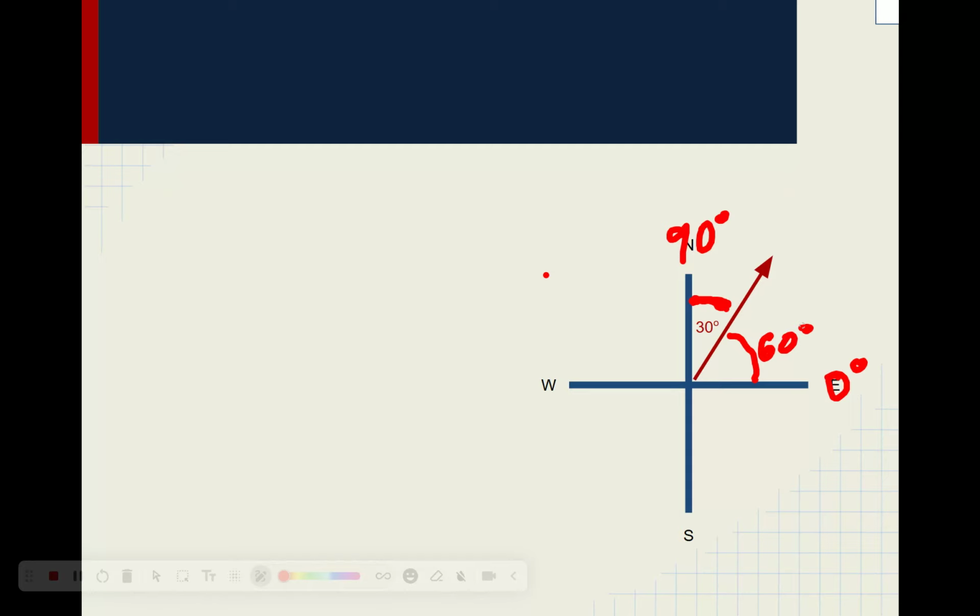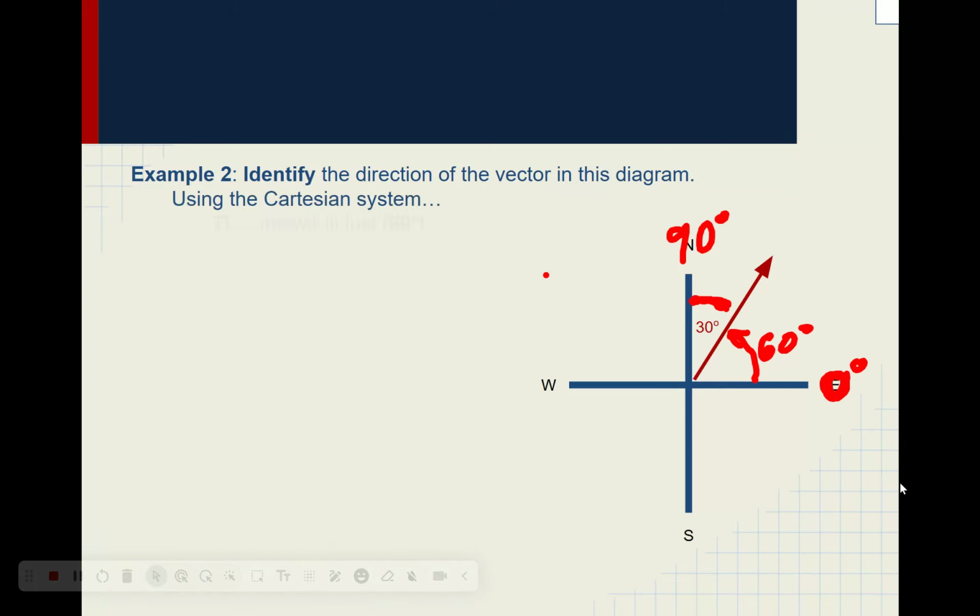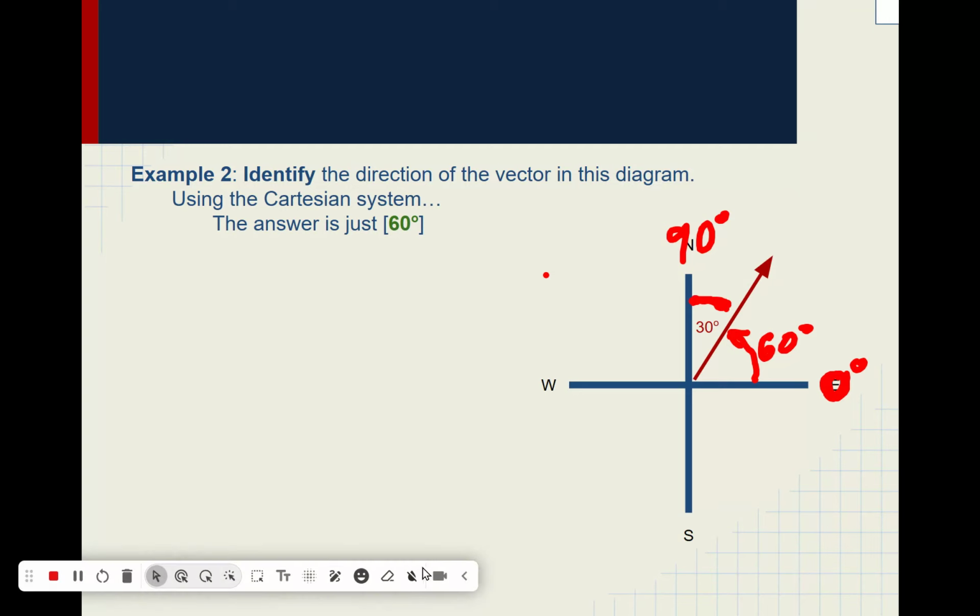is 90 degrees. Because of that, because the Cartesian system always starts at this 0 point on east, that means that this angle, the 60 degrees, is what I actually have to state. So if I was doing this in the Cartesian system, I would actually be giving my direction, with it not letting me click anymore, as just 60 degrees. I wouldn't say anything else about it.